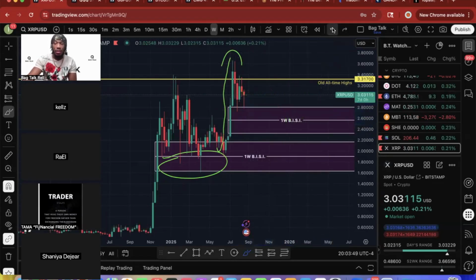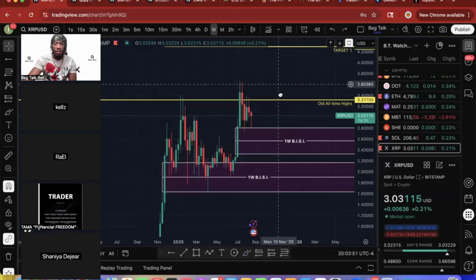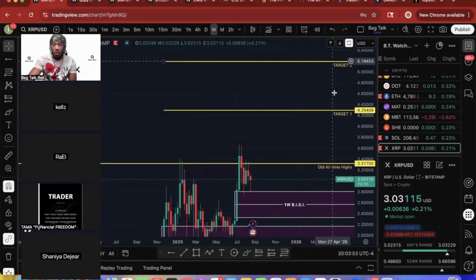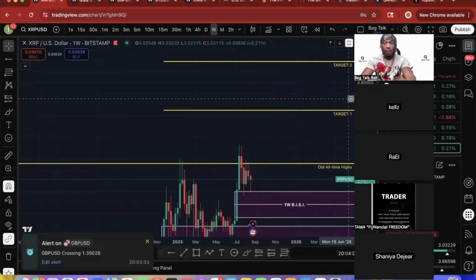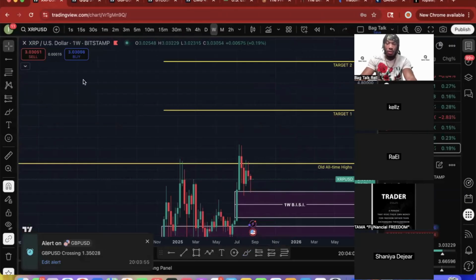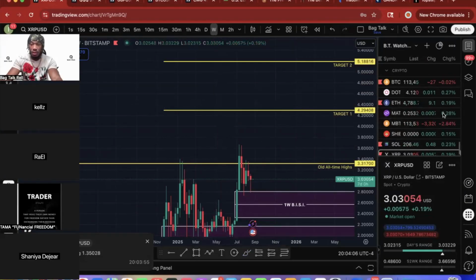And I already gave the bullish targets on XRP as well. I like these targets up here: 4.29408 and 5.118816. You know what I'm saying? So that's that. All right, cool. So let's move on to futures here.